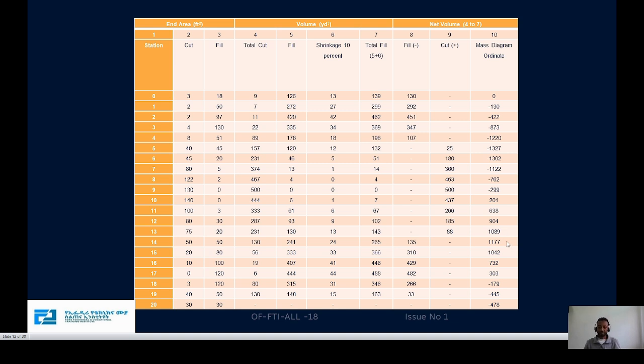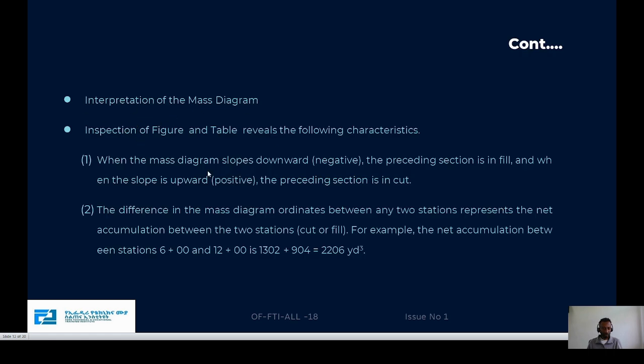So the mass haul diagram is plotted using these mass haul diagram ordinates on the y-axis, and the station on the x-axis. Interpretation of the mass haul diagram: when the mass haul diagram slopes down, it is negative, and the preceding section is filling. When it goes upward, it is positive. The difference in the ordinate between two stations represents the net accumulation between the two stations.